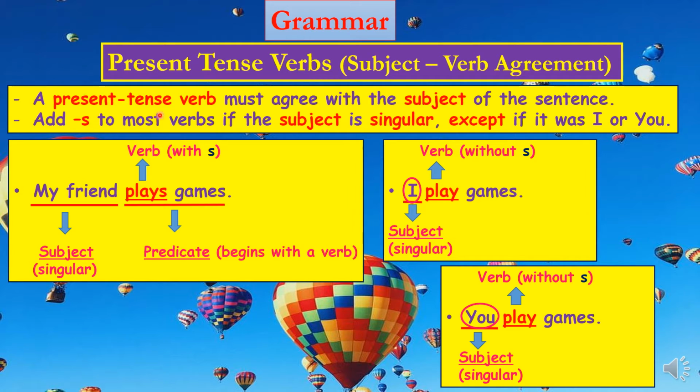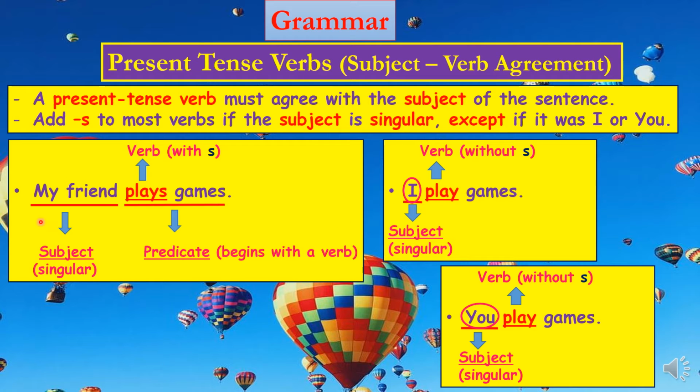A present tense verb must agree with the subject of the sentence. So here, whenever we have a verb, we need to check its subject, the person or the thing that makes the action. We need to check if the subject is in its singular or in its plural form. So first, let's begin if the subject is in the singular form. Add s to most verbs if the subject is singular, except if it was I or you.